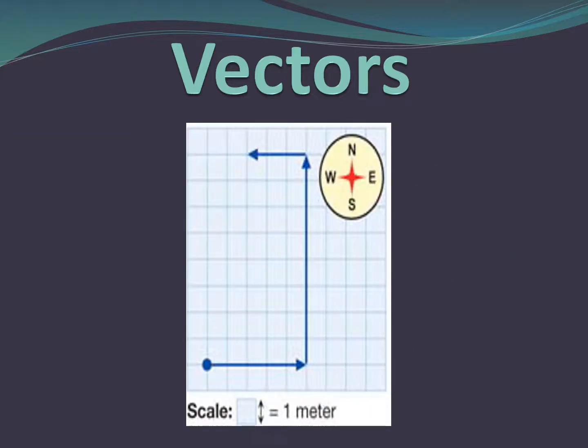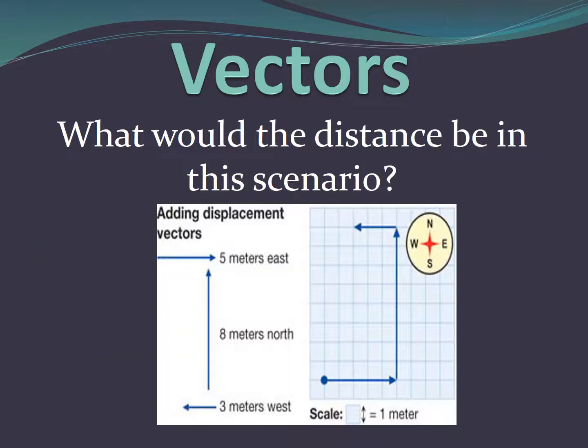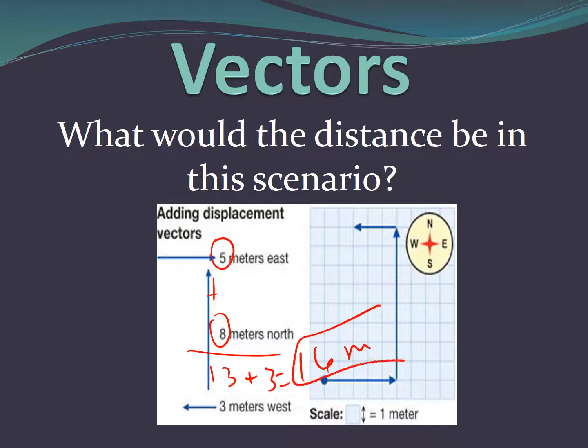So if we put the vectors together as in the picture, we can see that it starts forming a picture that we can work with. Adding vectors. So when we add vectors, we're looking for either distance or displacement. If you're looking for distance, then we can just add the components. This is the easy part. So what would be the distance in this scenario? So to get distance, we just add them together. So 5 plus 8 is 13, plus 3 equals 16 meters total. That's how far they went.